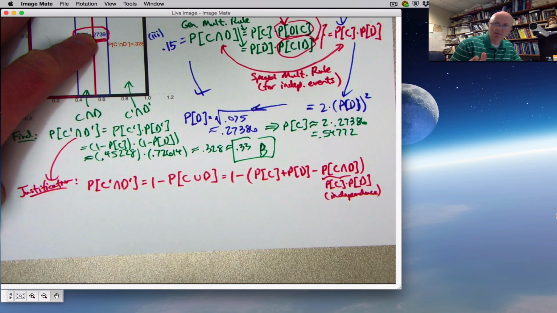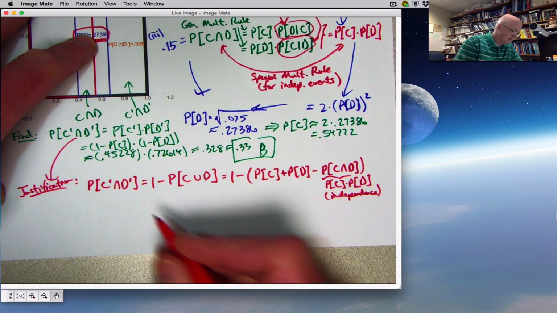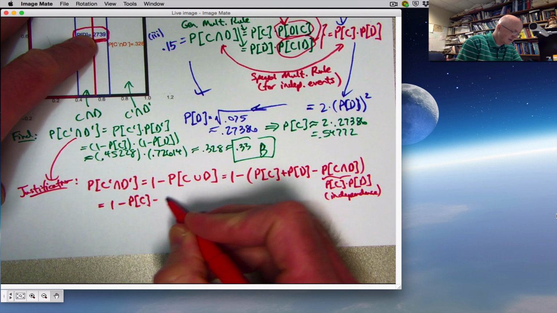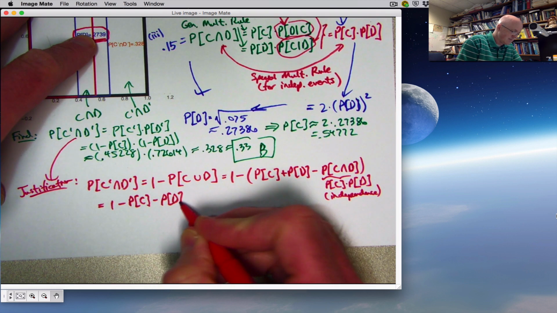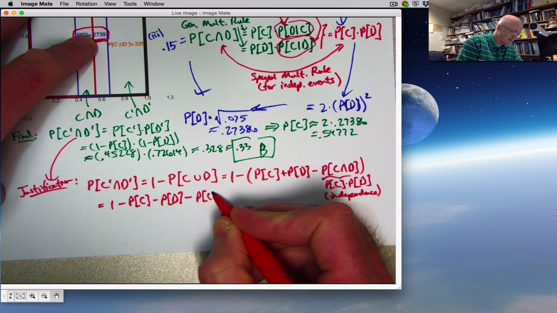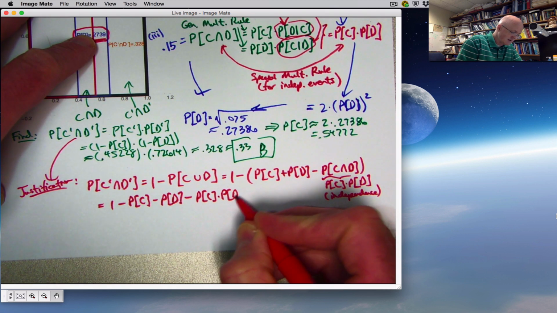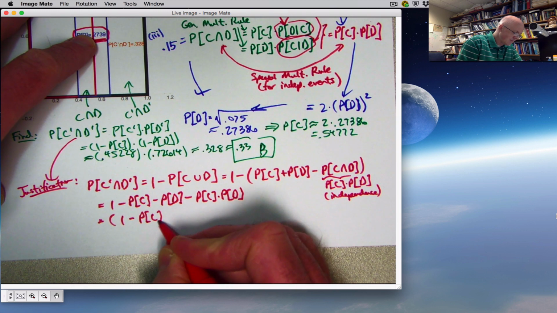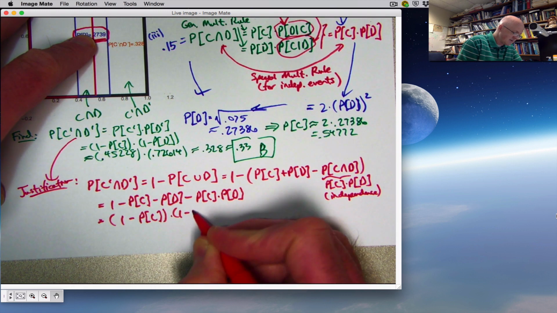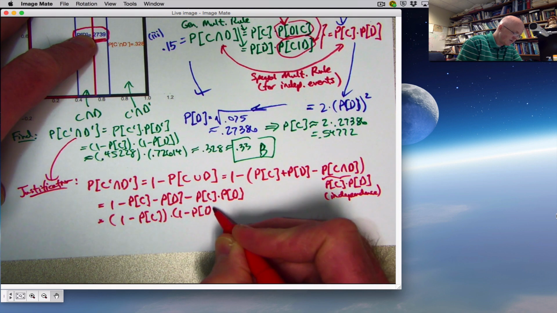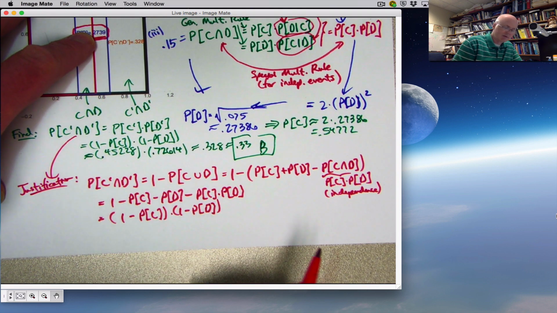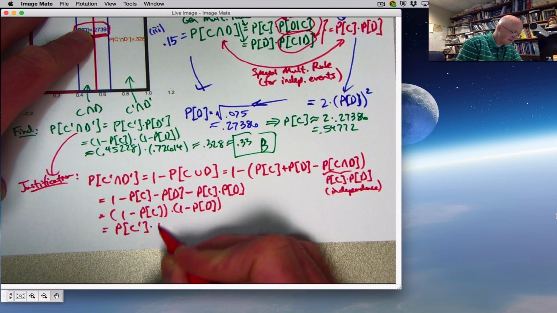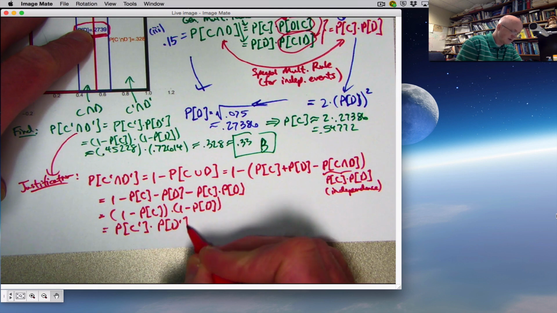I'm trying to show C prime and D prime are independent. So this can now be written as 1 minus P of C minus P of D minus the product of P of C and P of D. And it may not be obvious at first, but this can be factored as 1 minus P of C times 1 minus P of D, and you can check that. Just FOIL these two binomials out, and that's P of C prime times P of D prime. Okay, so there's your justification.